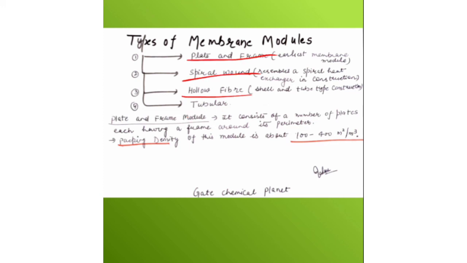The plate and frame module is the earliest membrane module, and it resembles a plate and frame filtration unit. The spiral wound resembles a spiral heat exchanger in construction, and the hollow fiber module resembles the shell and tube heat exchanger in construction. A plate and frame filter consists of a number of plates, each having a frame around its perimeter.